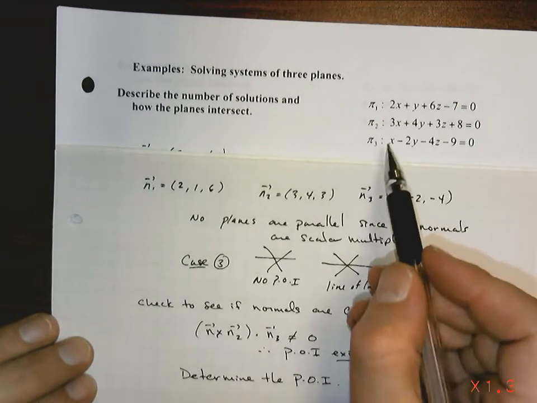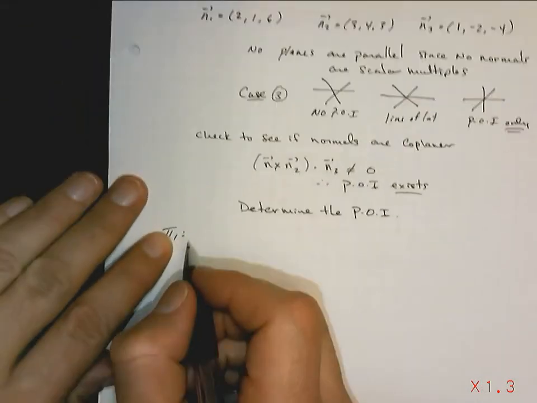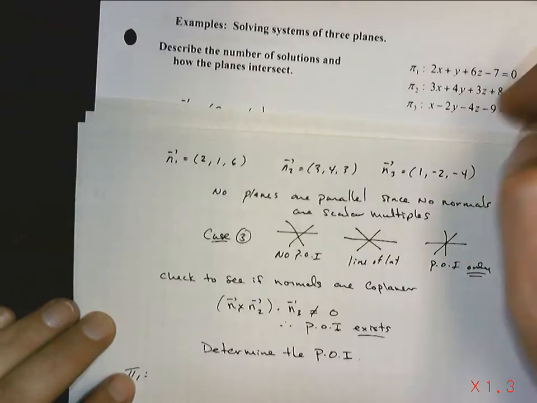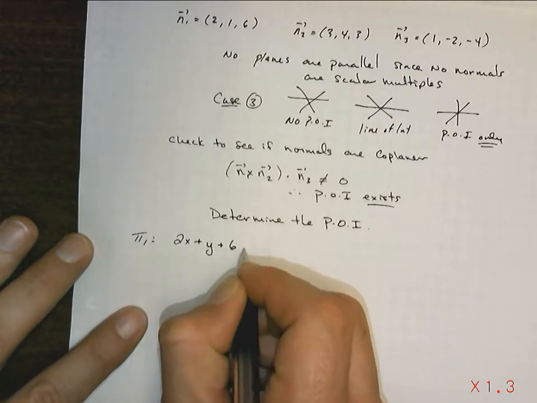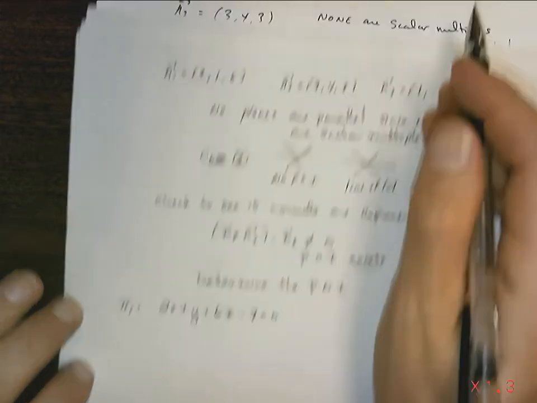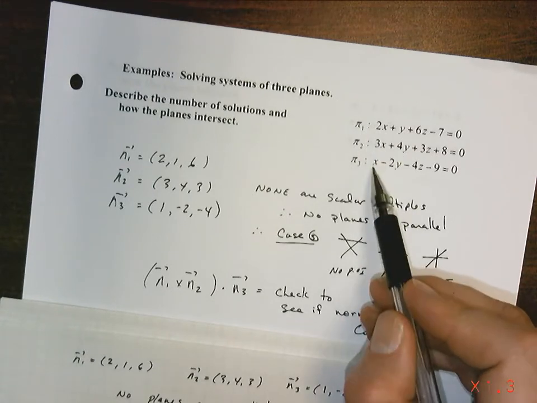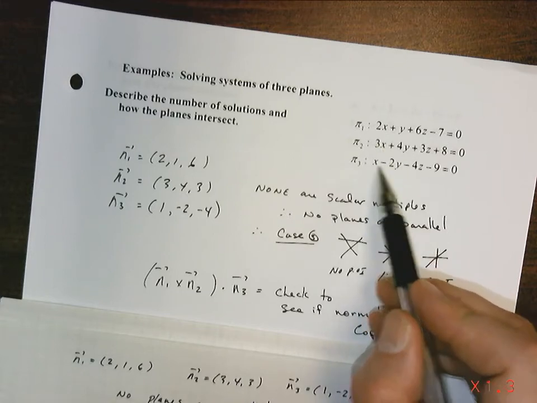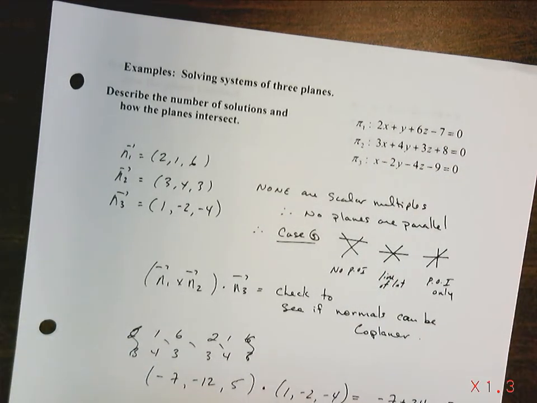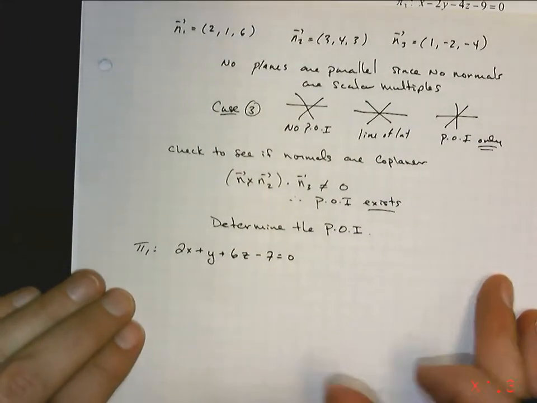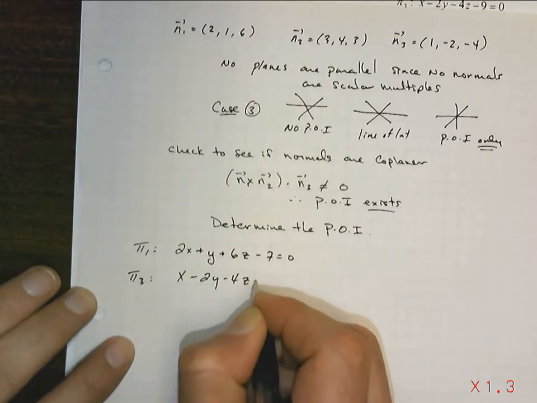So what I'm going to do is take a look at these, and set them up into groups. I'm going to look at plane 1. Plane 1 was going to be 2x plus y plus 6z minus 7 equals 0. And I'm going to look at plane 3. Plane 1 and plane 3, because I'm going to get rid of x. It's just easier. If I start with this one, I can multiply this one by 3 to get rid of that x. I can multiply this one by 2 to get rid of that x. You can start anywhere you want, but the idea is to work with groups of 2 and eliminate the same variable. Plane 3 is going to be x minus 2y minus 4z minus 9 equals 0.